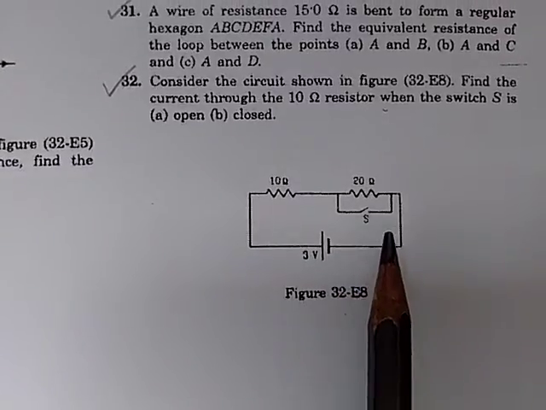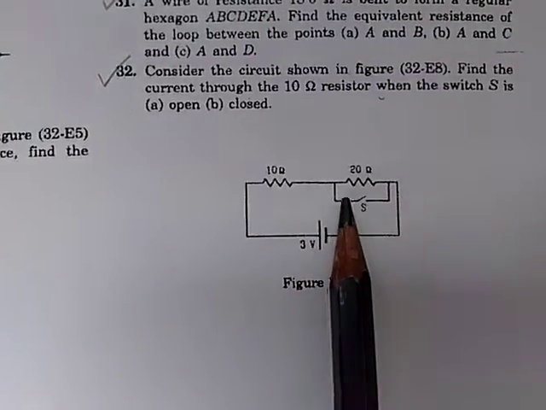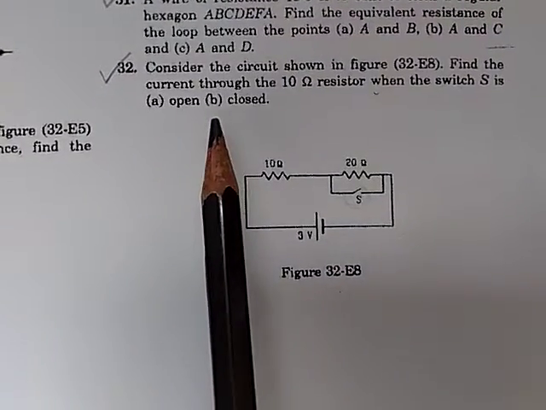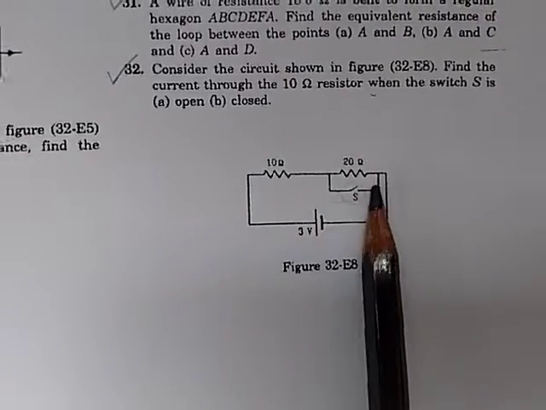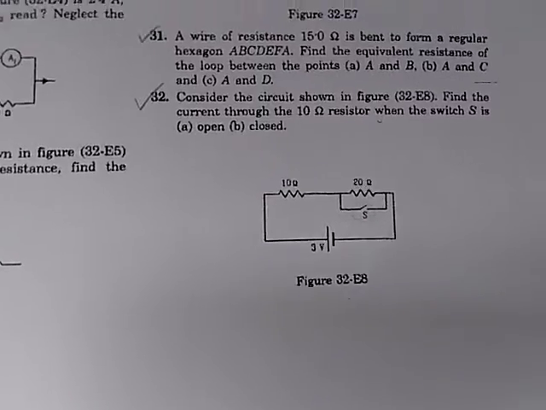We need to find out the current through this 10 ohm resistor when, number 1, what happens if we keep the switch open, and the second one is we need to understand what happens when we close this switch S. So let's go through these two cases.